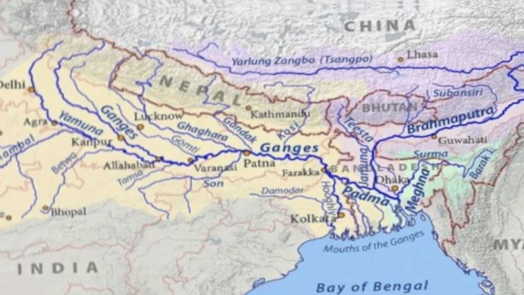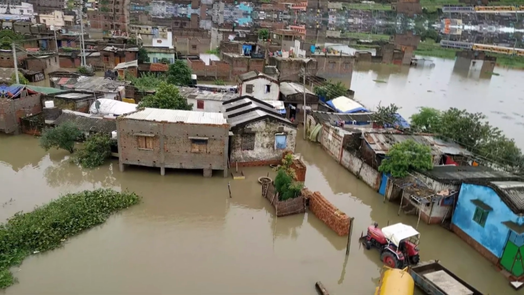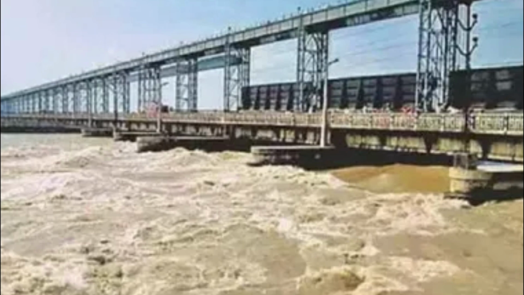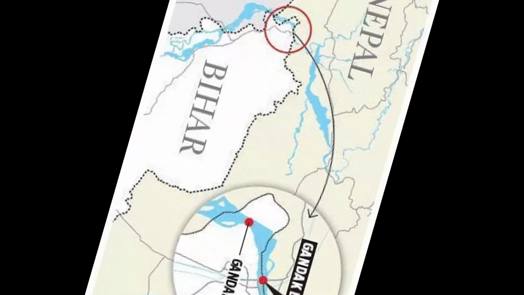The third reason for the blockade was the dispute over the construction of dams on the Kosi and Gandak rivers. These rivers originate in Nepal and flow into India. Nepal wanted to build dams on these rivers to generate electricity and control flooding. But India opposed these projects as it felt that they would reduce the flow of water into India.